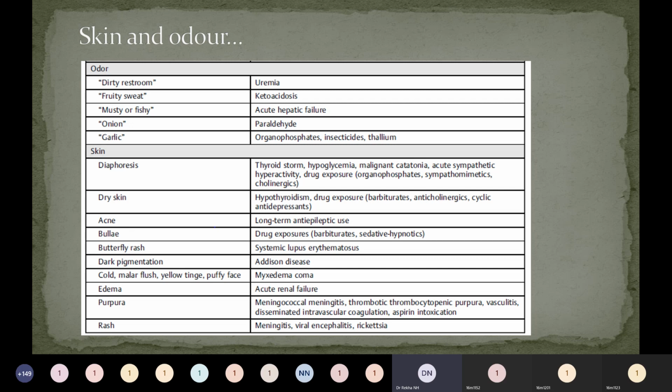So why do we have to look at this? Is there any skin finding with Addison's and coma? If the patient has dark pigmentation and you think of Addison's disease, along with it, not only from the presence of dark pigmentation alone can we arrive at Addison's disease.